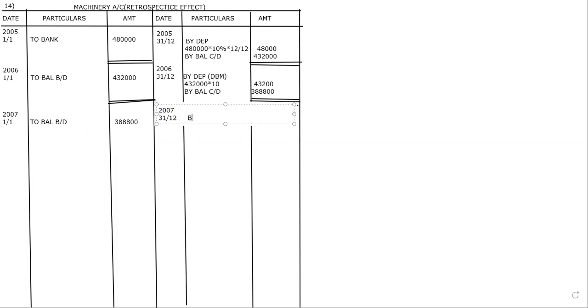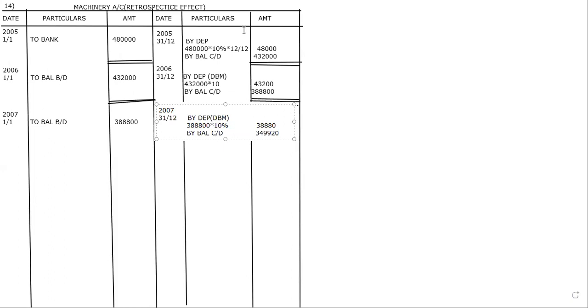By depreciation, again by the DBM method only. So how much will it be? DBM method means 3,88,800 into 10 percent, which will be 38,880. So what will be the balance? By balance carried down will be 3,49,920. Okay. This much, no? Fine. Now I'll close this one and I'll go.